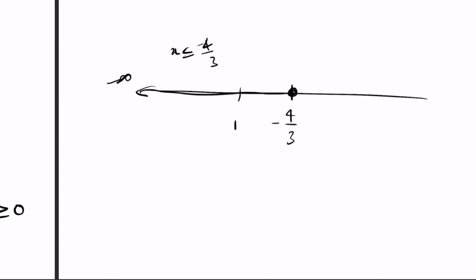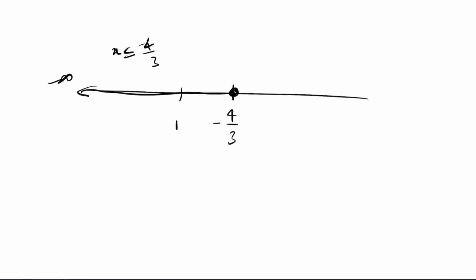So you have a number line. So this is, let's say for example, 4 by 3, and let's say this is the value 1. Then we have to include this value and everything that is before this. So that is towards negative infinity. So that is the value for x less than or equal to 4 by 3, and we are including 4 by 3 as well.